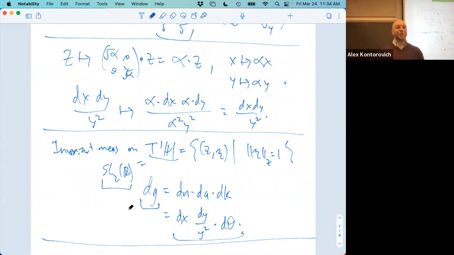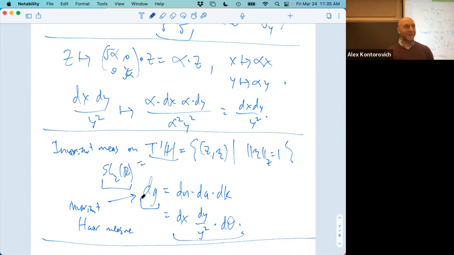SL2R itself has a Haar measure, and this is the Haar measure on SL2R, because SL2R can act on itself. This is an invariant Haar measure on SL2R. I'm viewing SL2R as some subset of R4, if you like. Yeah, you can do that.